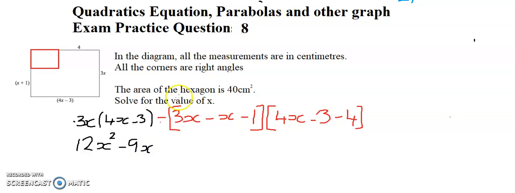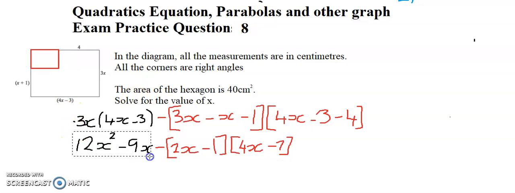And now I'm just going to simplify everything that is in my brackets. So I've got 3x, take away x equals 2x, take away 1. And in my next brackets, I've got 4x, and negative 3 take away 4 is negative 7. The next thing I want to do is expand these brackets, and then at the very end I am going to apply that negative there, so I can lose the brackets.